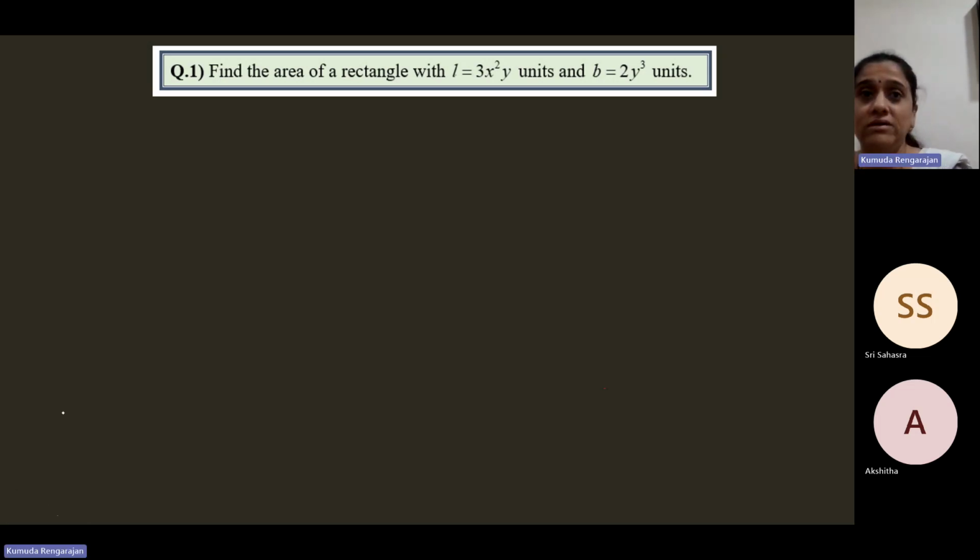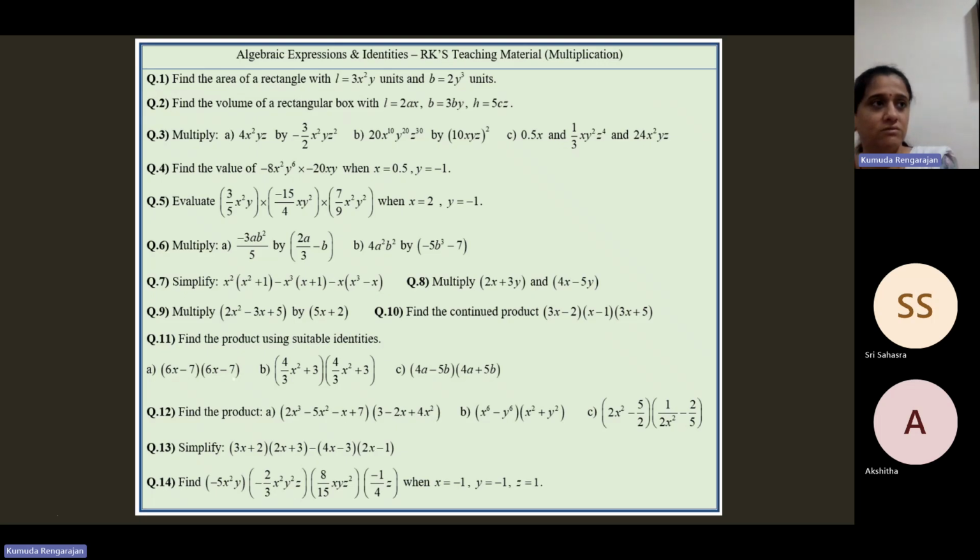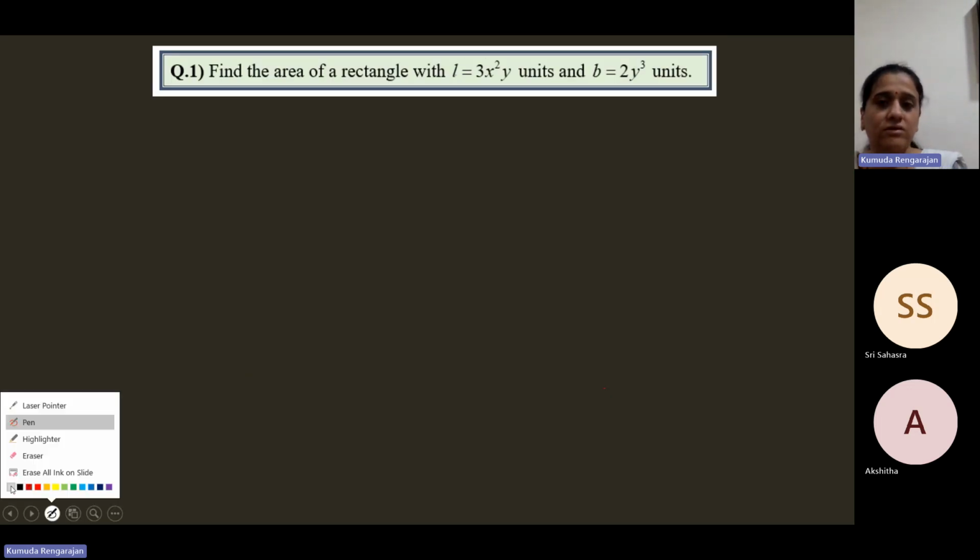So there's a new chapter, algebraic expressions, where we learn how to add, subtract, and multiply expressions. Addition, subtraction, we've already seen in grade 7, so you will take a test directly, and depending on your performance, we'll see what more I have to help you with. So we are directly going to multiplication of algebraic expressions. We'll also see some identities here, some algebraic identities.